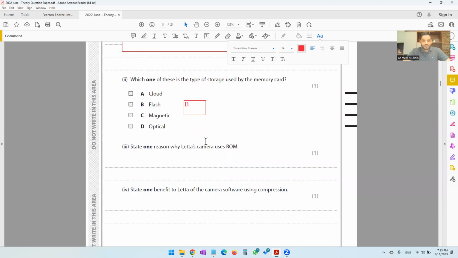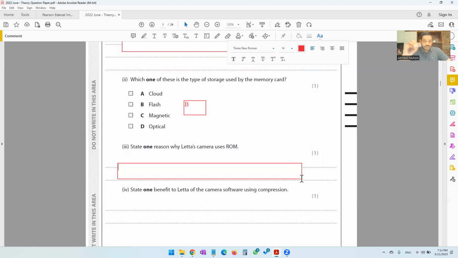The next one goes, state one reason why Letta's camera uses ROM. We know about the ROM chip. We know the ROM chip is read-only. You can only read data from the ROM, you cannot make any changes to it. Another reason to use the ROM chip is it's non-volatile. It does not lose any data when the power is turned off. Whatever is there will remain there. Ideally, the ROM chip is used to store a program called BIOS, and BIOS will basically define how the device starts up. Your laptop, your smartphone, your tab, basically almost all computers have a ROM chip, and this ROM chip has a program called BIOS, and BIOS will define how your device starts up.